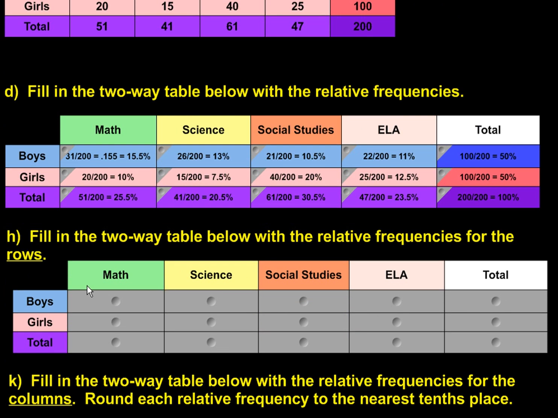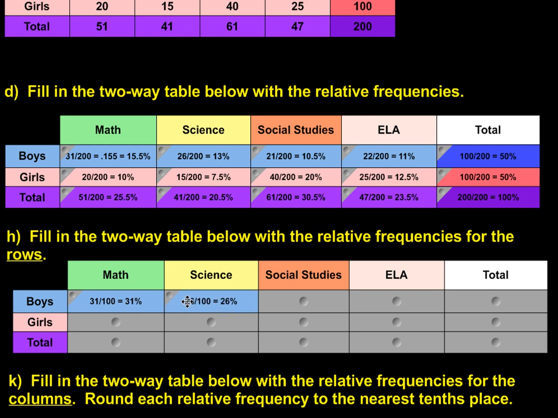Okay, now we're going to jump to H. Fill in the two-way table below with the relative frequencies for the rows. So rows are going from left to right. So for boys, since the total amount now for the row is 100, we're going to be dividing by 100. So we have 31 divided by 100 is 31%.